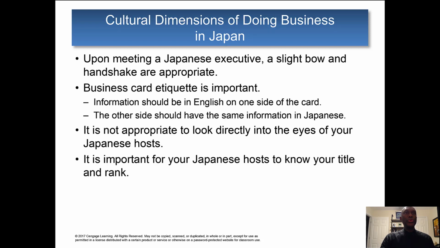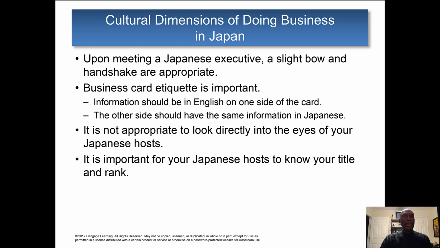Here's some do's and don'ts when we talk about the etiquette in Japan and this idea of how do you greet: a slight bow. It is not advisable to give a deep bow because that is reserved for people who are not only elderly but people who are at high status. And so a slight bow will suffice.